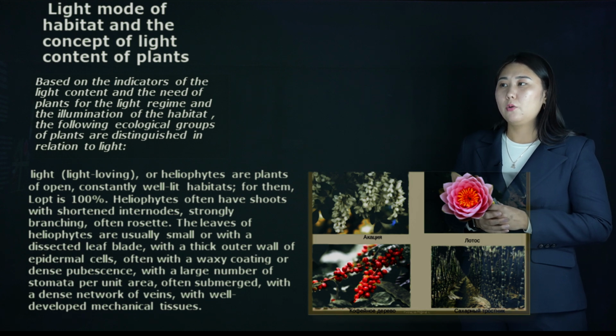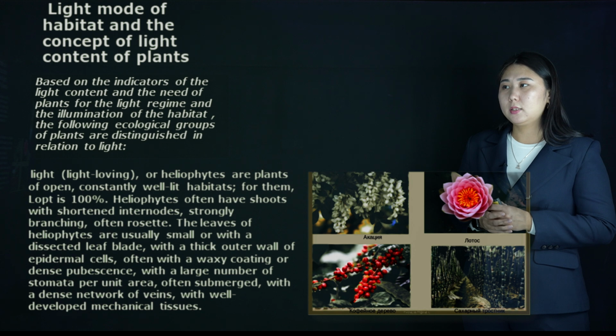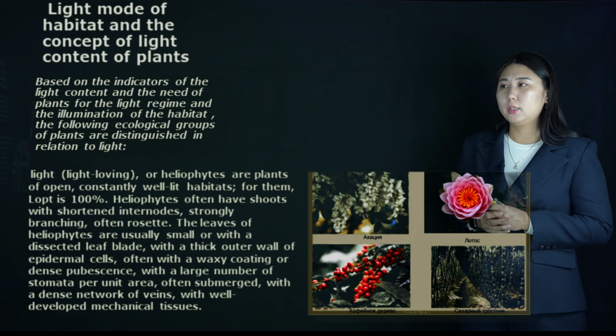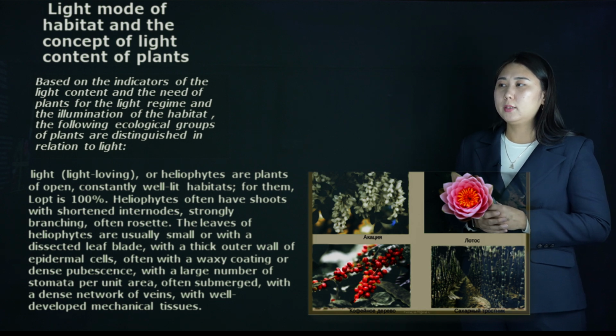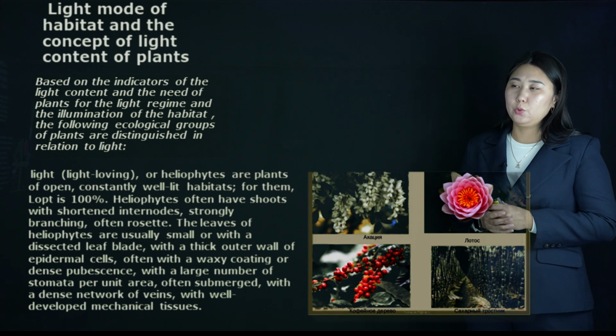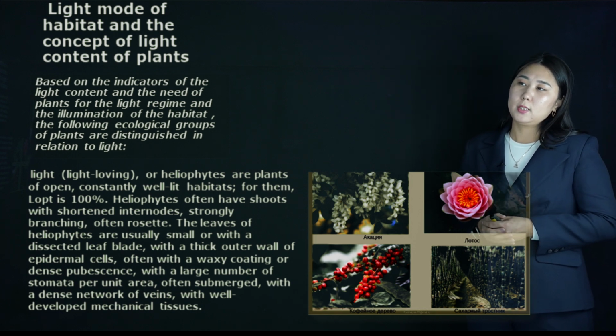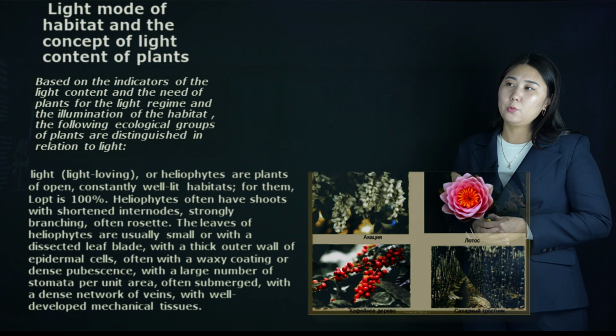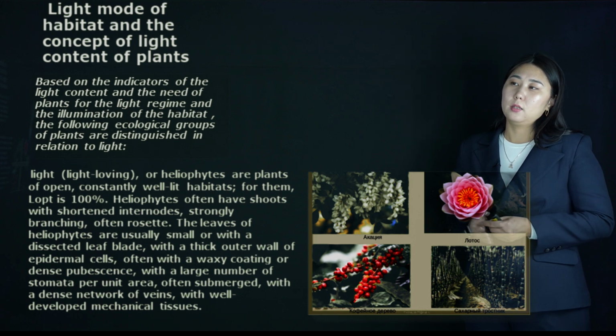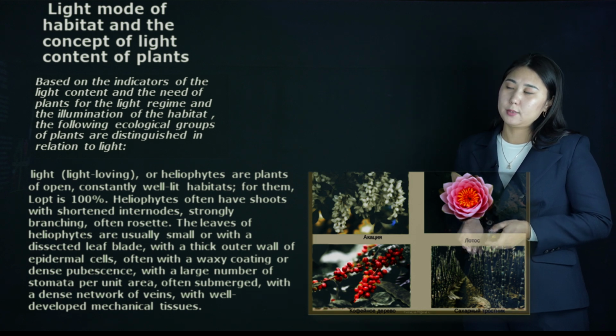They have a thick outer wall of the epidermal cells, often with a waxy coating or dense pubescence, with a large number of stomata per unit area, often submerged, with a dense network of veins and well-developed mechanical tissue. In this picture, you can see the types of plants which love solar light. We can say they are included in the heliophytes.